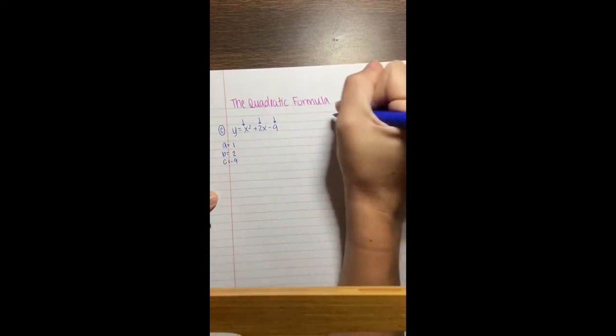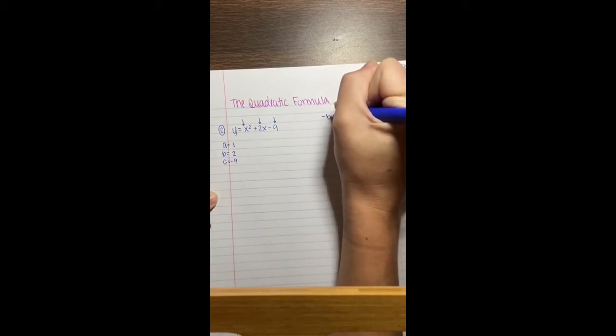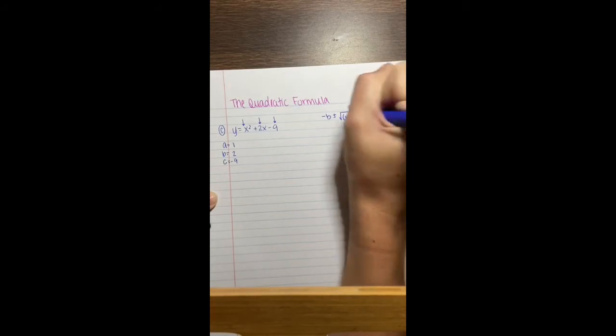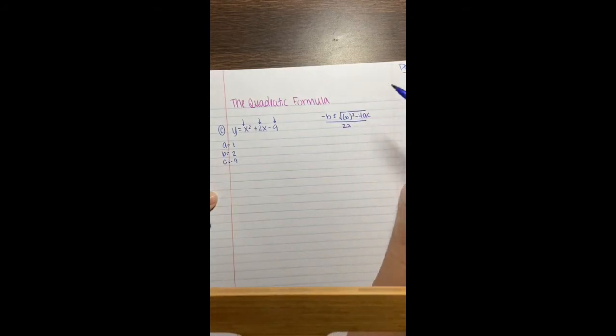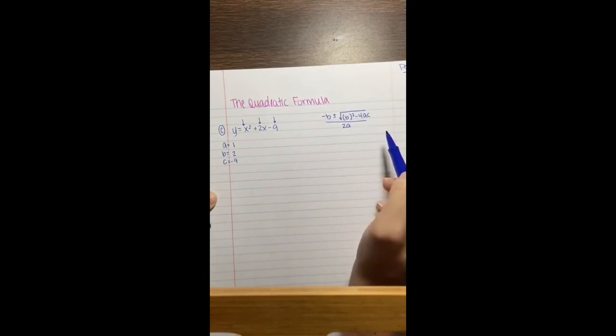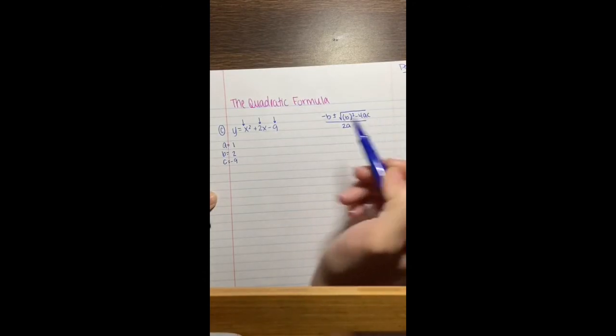So I'm going to rewrite our quadratic formula. The opposite of b plus or minus the square root of b in parentheses squared minus 4ac all over 2a. That way we have it. You might be still writing on the same piece of paper, but it's really good to have that on the top of every page that you're using your quadratic formula for.